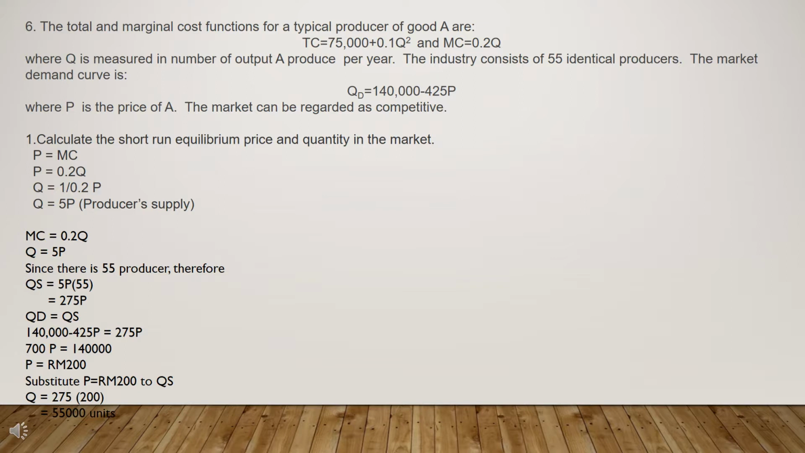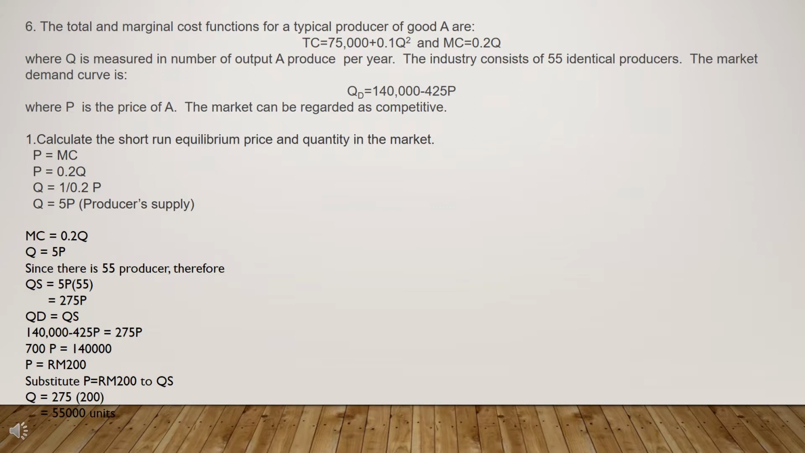So first, we have to calculate the short run equilibrium price and quantity in the market. So MC equals MR, and MR equals P. Therefore, P equals MC. So P equals 0.2Q, so Q equals 1 over 0.2 times P, and Q equals 5P, which is the producer supply.